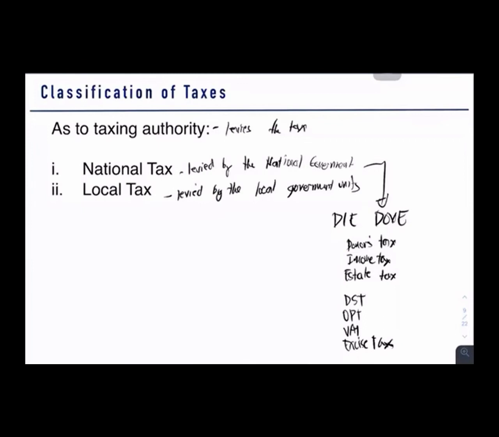Next, we have your estate tax. So what about your estate tax? Under our estate tax, what happens here is we tax the transfer of property because of the death of the decedent.